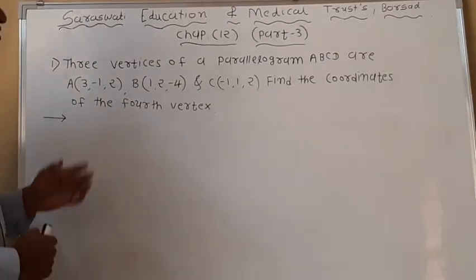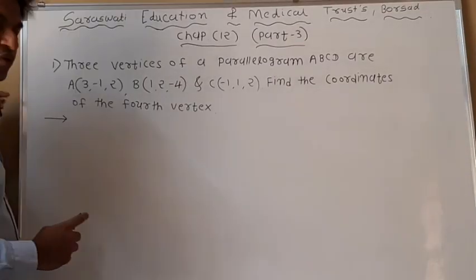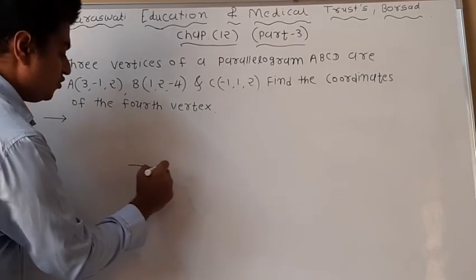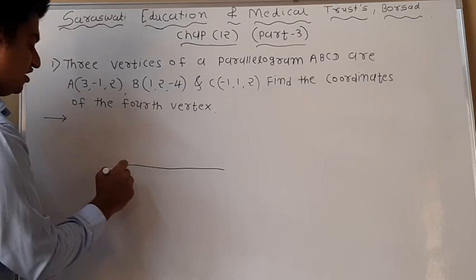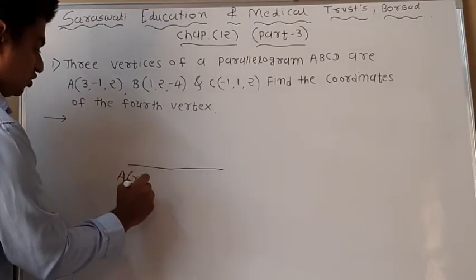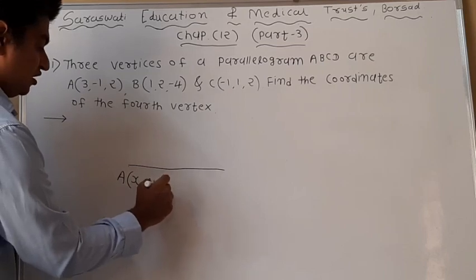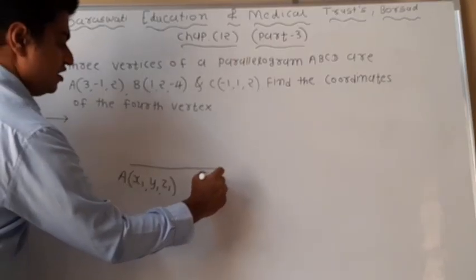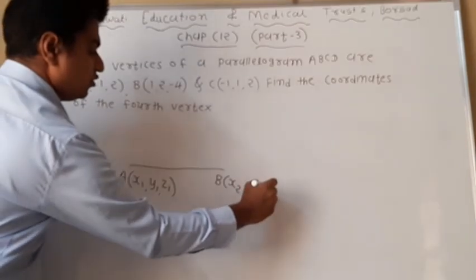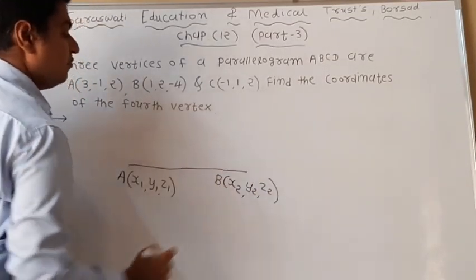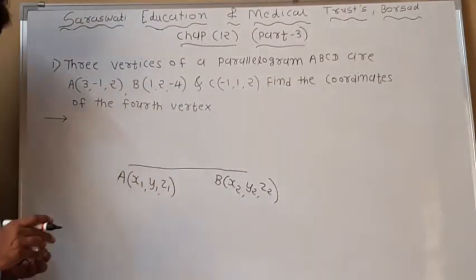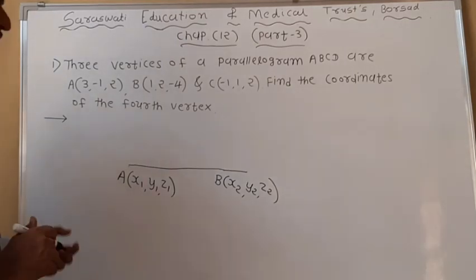Good morning. First of all, today we will discuss the formula of the midpoint. So how can we find the midpoint? Suppose point A has coordinates x1, y1, z1 and point B has coordinates x2, y2, z2, and we want to find the midpoint of line segment AB.